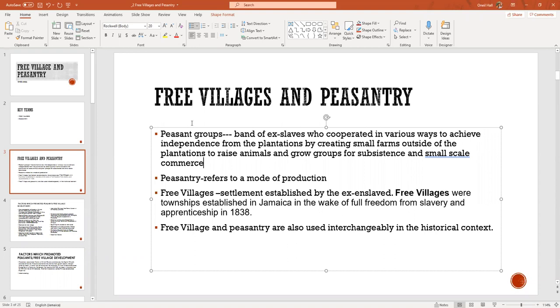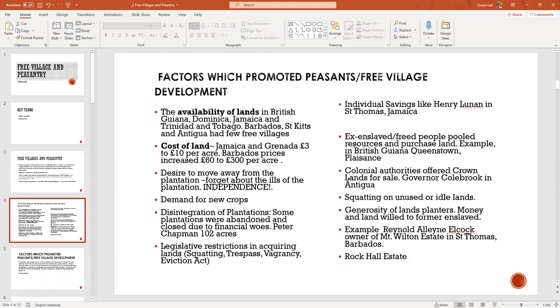As I said before, free villages and peasantry are linked together, because when people established free villages they had the land to plant and establish their small farms, so they could be involved in a mode of production or commerce. You understand what I'm saying, ladies? Yes, sir. Good, good.